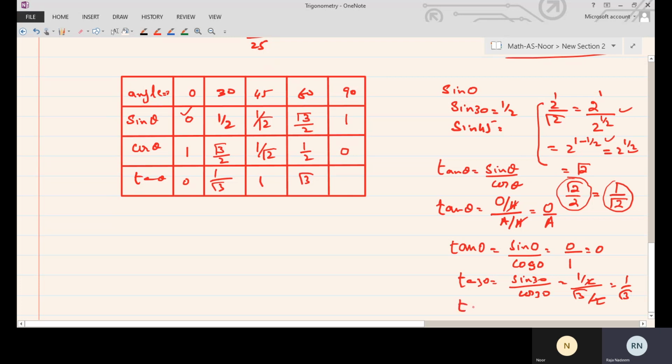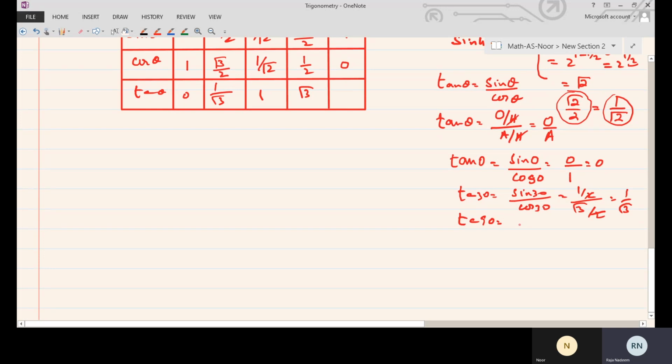And finally, when it is tan of 90, so tan 90 means sine 90 over cos 90. Sine 90 is 1, cos 90 is 0. In the denominator, we have 0. So such phenomena will give you something undefined.